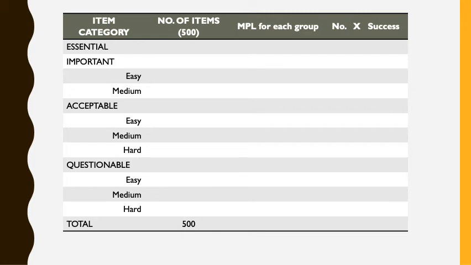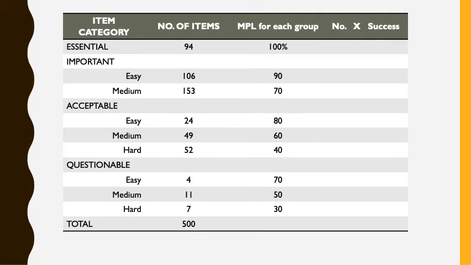The next step is to create a table similar to this one. If you look at the first column, it displays the essential, important, acceptable, and questionable. And under those are the subheadings of easy, medium, and hard. And then the second column is the number of items. For example, we have a 500 item question examination. And then on the third column, you have the MPL for each group, such as what we have talked about earlier. Okay. And then the next thing that you do is to look at all your questions and classify each and every question.